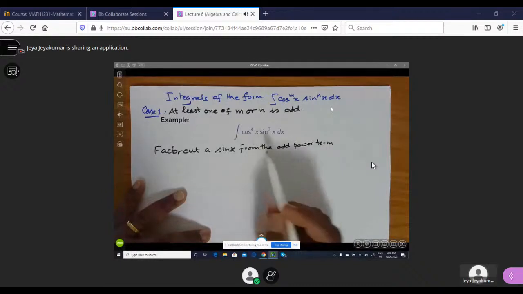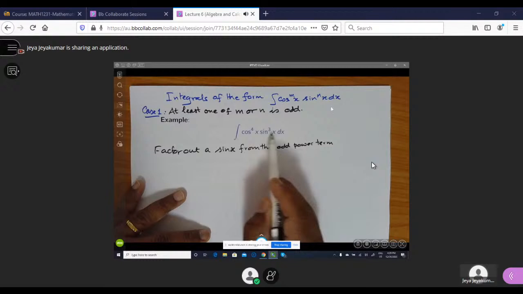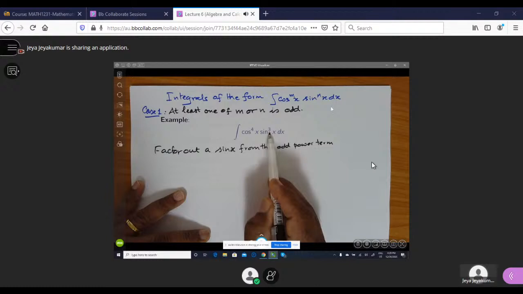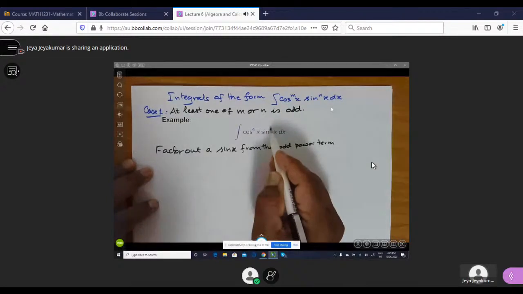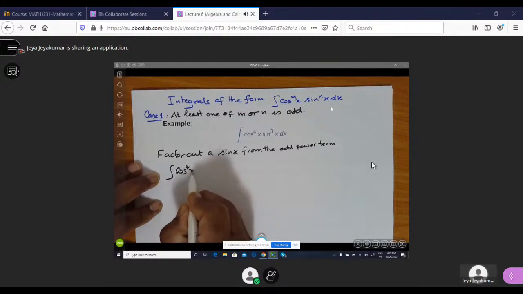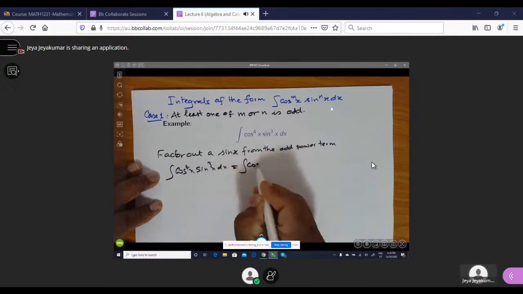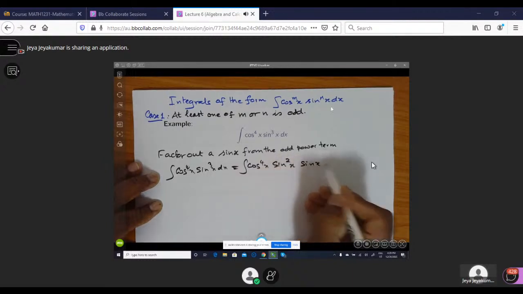So let's look at another example here. Cosine to the power 4x and sine cube x. You have m is even, 4, and here n is odd. Now you can factor out sine x from here. Let me write it again here: cosine 4x sine cube x dx. So you have what power there? I factor out one sine x, so that leaves me sine squared x and sine x dx.